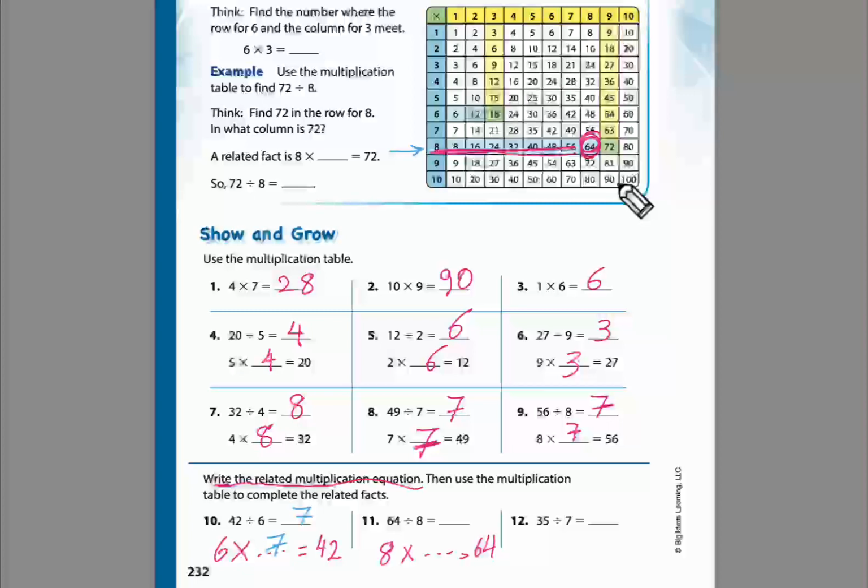Then in what column is 64? This is the question. What column is 64? So we go up to see which column this is. 8. Yes, exactly. So now you can say that 8 multiplied by 8 equals 64. And of course, 64 divided by 8 equals 8.